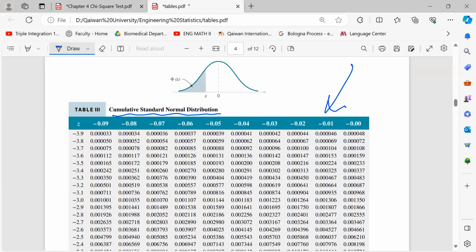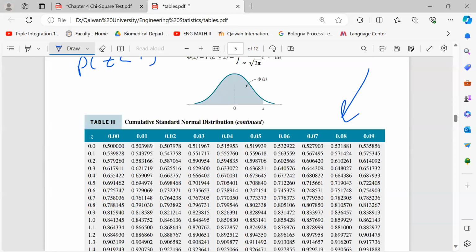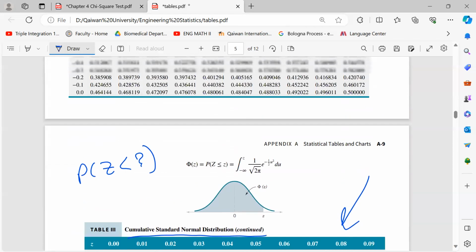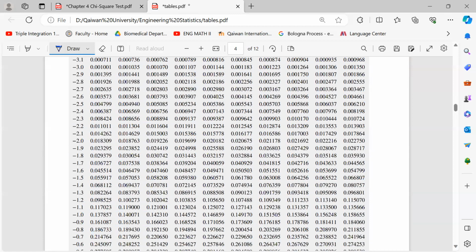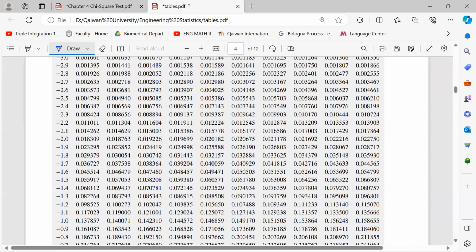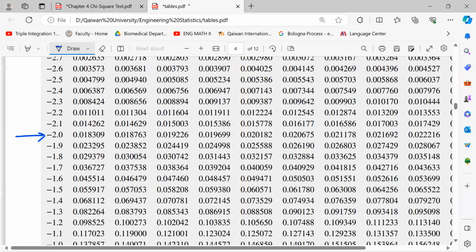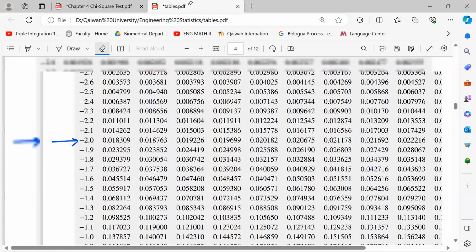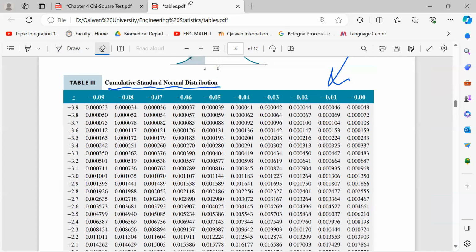Cumulative standard normal distribution. We have these two tables. For minus 2, let's look for minus 2. This is minus 2. It's on that row. And which column should we choose? We look at the columns. Which one is 0.00? It's only minus 2, so it's minus 2.00.